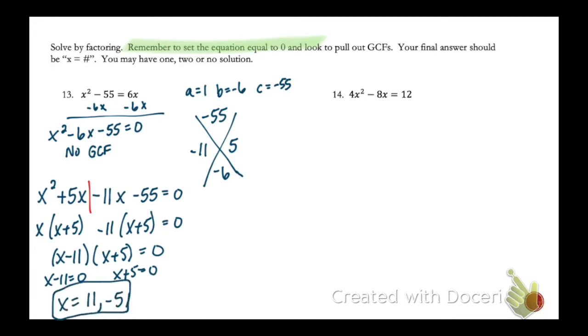So the final answer I get is going to be x equals 11 and x equals negative 5.